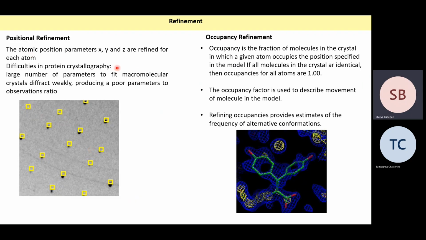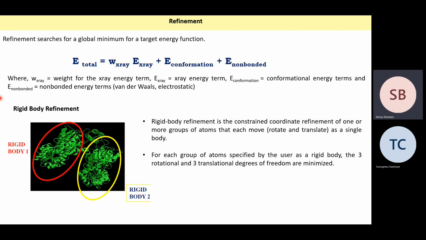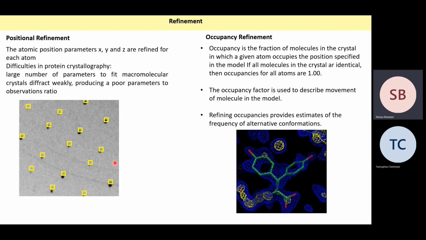Positional refinement is basically, in rigid body refinement, you have rigidified 2 sections. In positional refinement, there is no such rigidification. For each point in the diffraction pattern, the atomic parameters X, Y, Z are optimized to get the minimum energy conformation. The problem with this is that there are so many variables that it is very difficult to do this positional refinement. So generally the rigid body refinement is preferred.